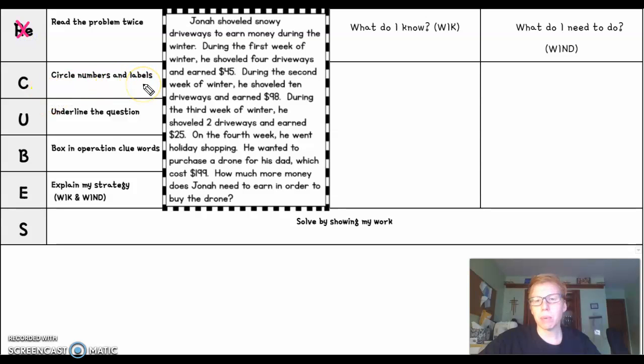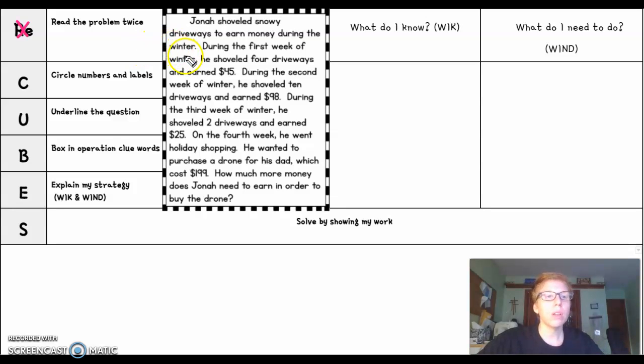Now we're going to circle numbers and labels. That means we circle numbers that are important to the story. Now, I see a lot of numbers that are not important to the story. This story is about Jonah earning money, right? In this word problem, though, they are talking about the weeks of winter. Does that have anything to do with him earning money? I don't think it does. So I am not going to circle those numbers because they are not important to the story. That's what I realized the second time I was reading the story.